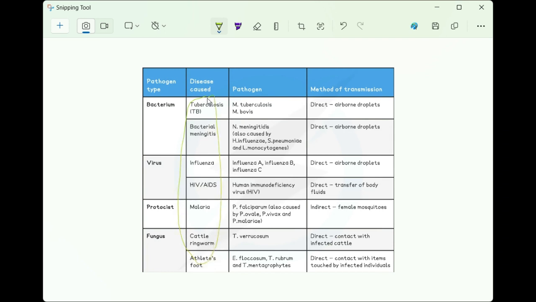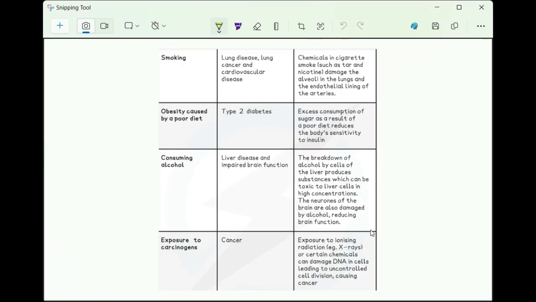So you should know an example of a virus, like HIV. You should know an example of a bacteria, like tuberculosis. So each one, you should know one example. And non-communicable diseases cannot be spread. And here are some factors that might cause them. So smoking, obesity, and alcohol.